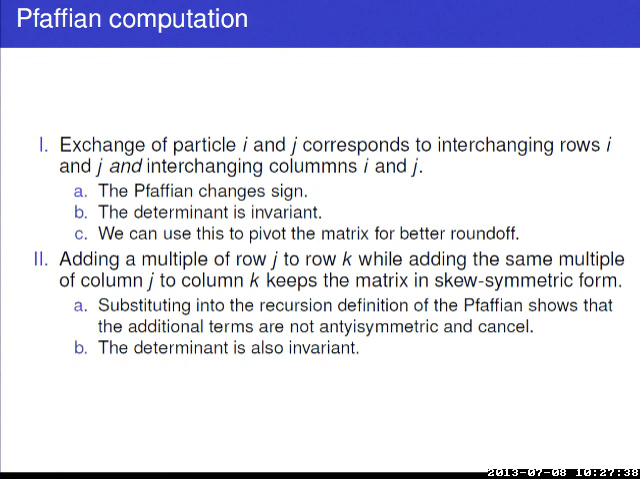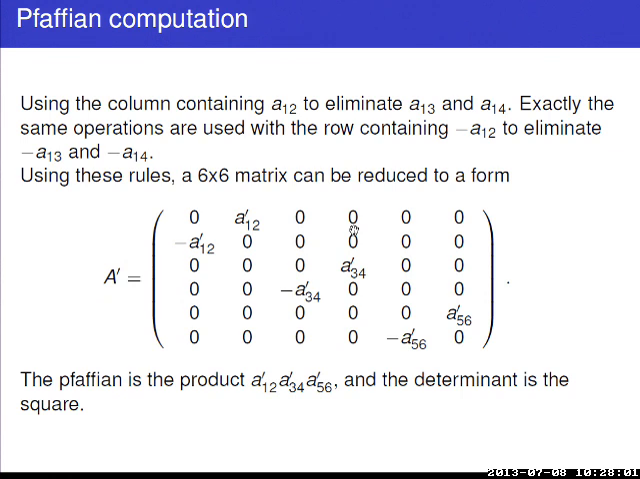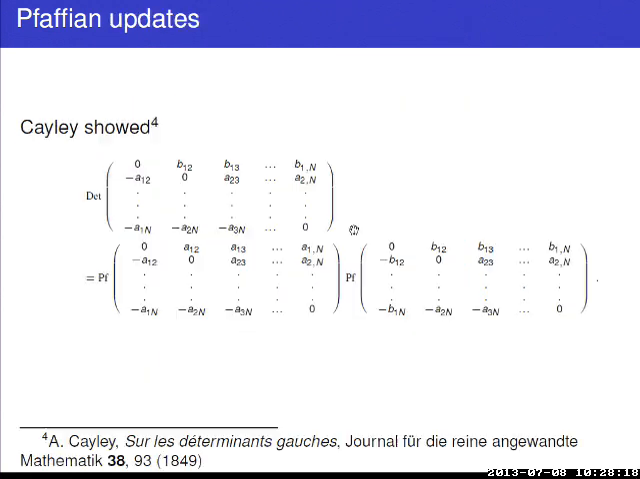And then if you add a multiple of a row to another row, and at the same time add the same multiple of the column to another column, you keep it in this skew symmetric form and don't change the Pfaffian. So this is completely analogous to the row reduction from Gaussian elimination. You can then row and column reduce the skew symmetric matrix to this, and once you have this, the Pfaffian is just the product of those. So it's completely analogous, and order n cubed, equally fast as the determinant. So there's no disadvantage to using the Pfaffian.